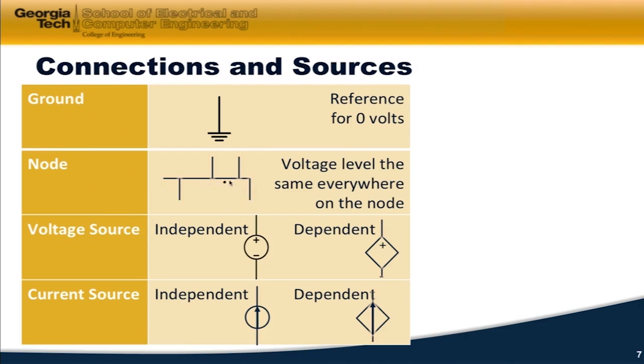A node is anything that has the same potential, that's connected electrically together. So every point on here is the same node. Now I might have different current going through these branches leaving this node, but the voltage everywhere on this node is the same with respect to ground.